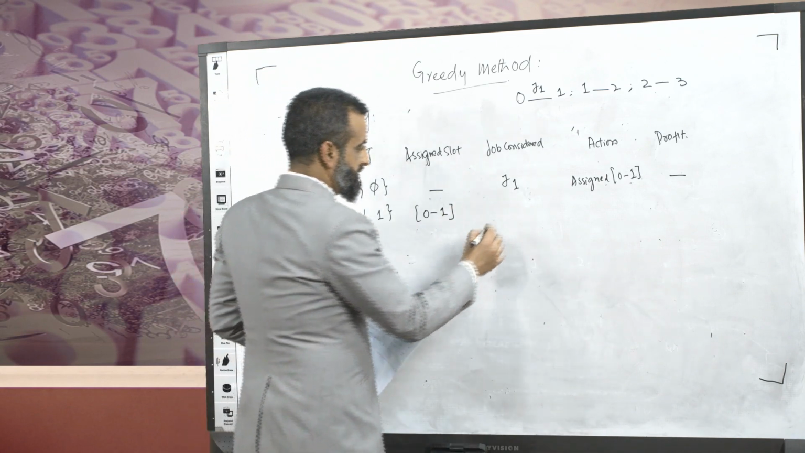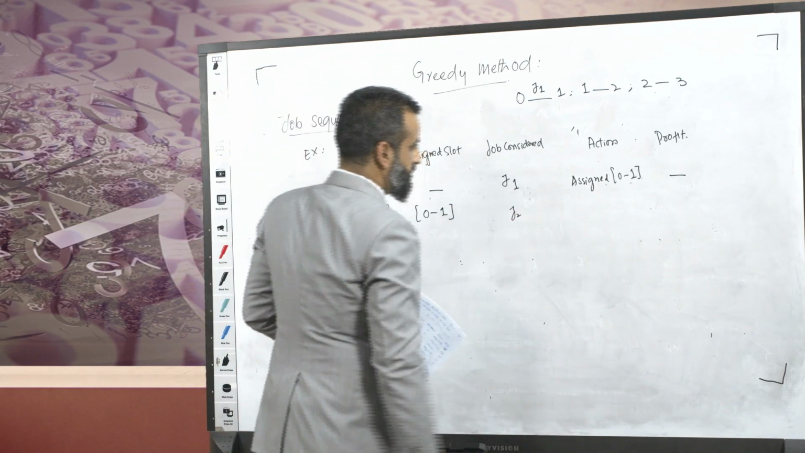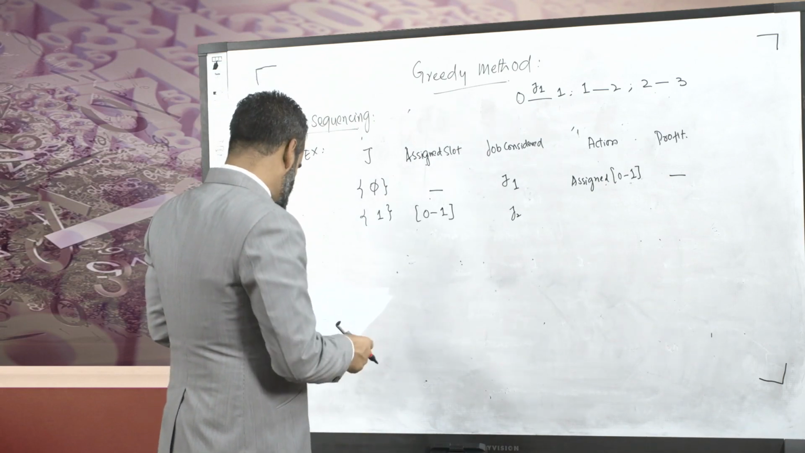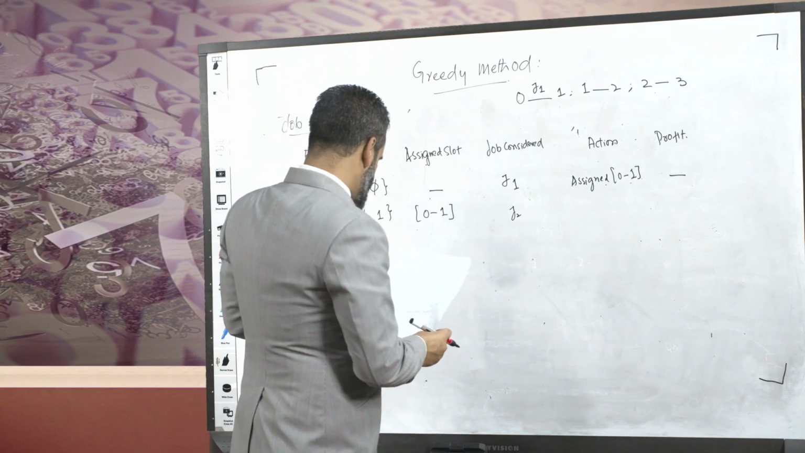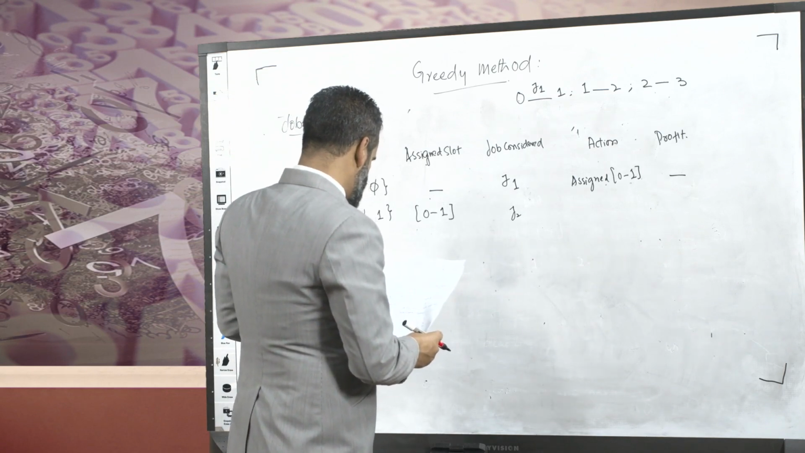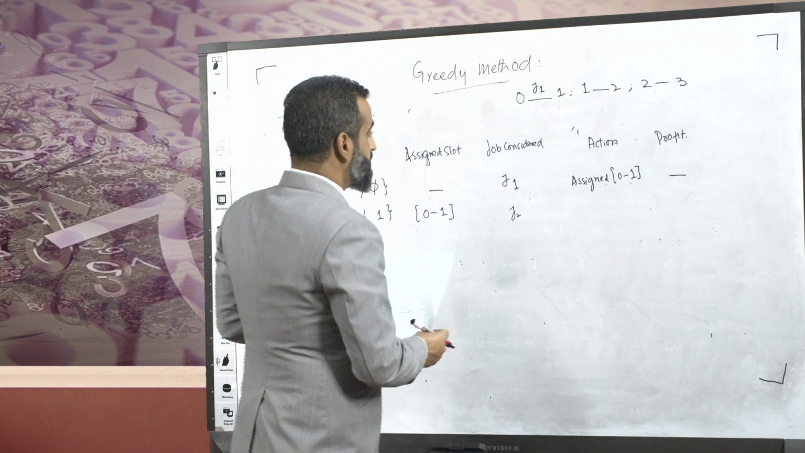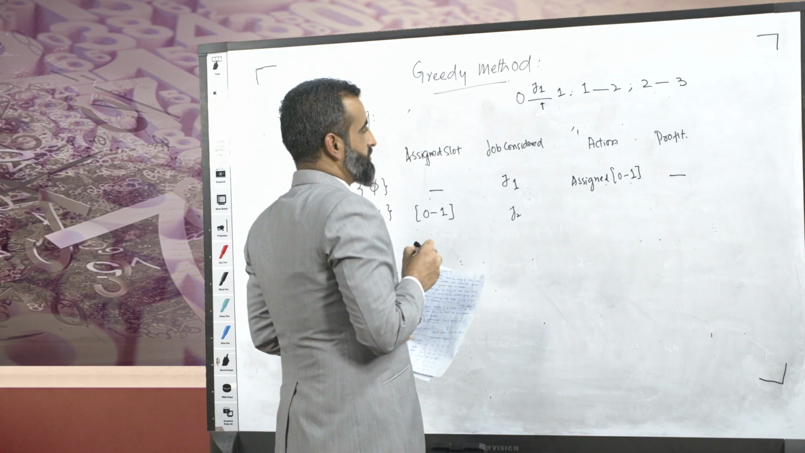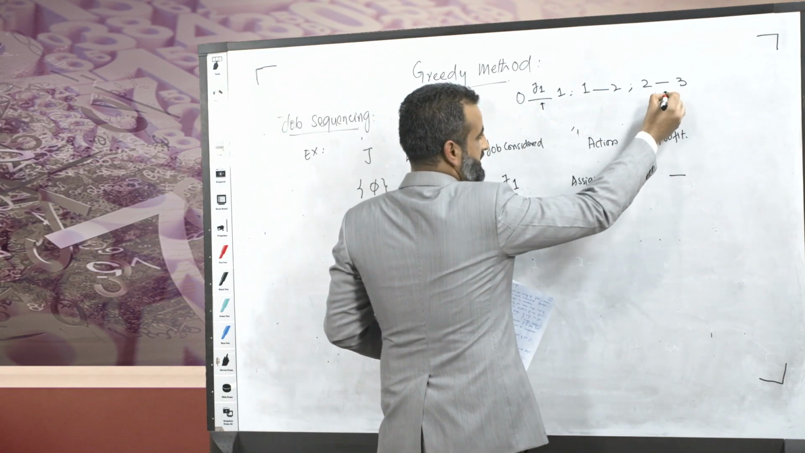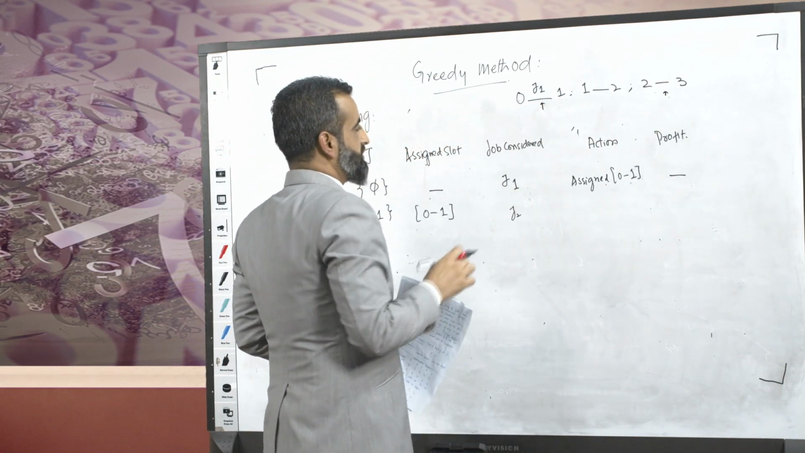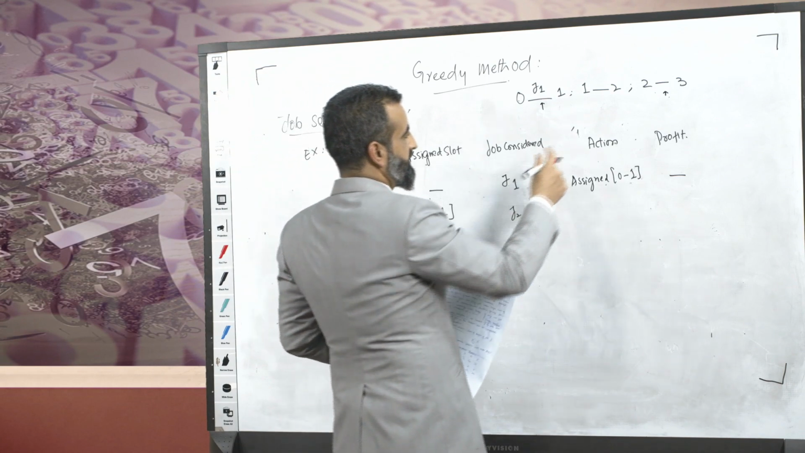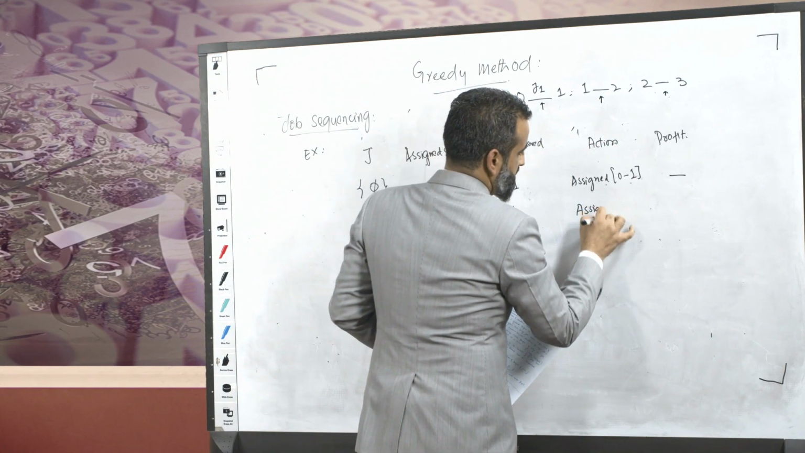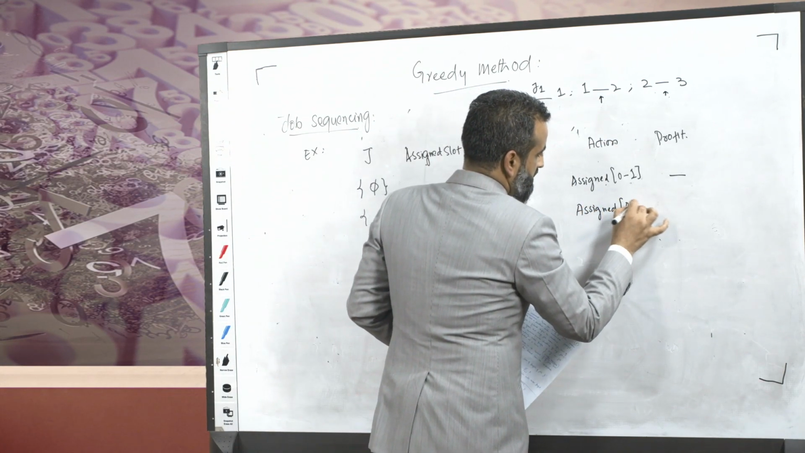And now I'm considering job J2, the next job. My job J2 has a deadline of 2, and I cannot put it in the first slot because it is already occupied. I also cannot put it in the slot with a deadline of 3. So the only position where I can fit this job is this one, so I'll assign it to slot 1 to 2.